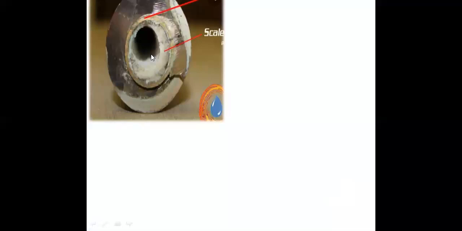To remove scales from the boiler, you can see in this image the deposition of salt on the boiler's wall or on this pipe wall. This deposition of salts can be removed by using acids. By pouring acid in this tube, these salts will get dissolved in the acid, and then we can remove that deposited salt from the boilers or from the pipes.